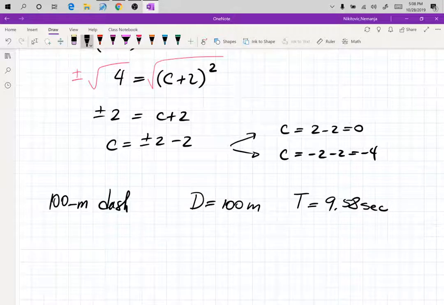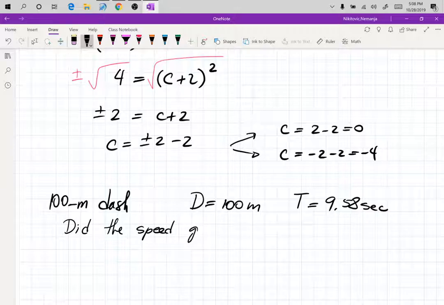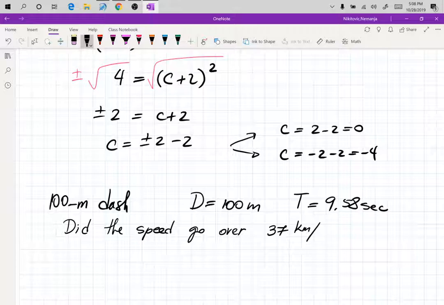In the summer of 2009. Did his speed ever exceed 37 kilometers per hour? Now, you know that if this was in miles per hour, the answer would be hell no. But kilometers, you don't really know.